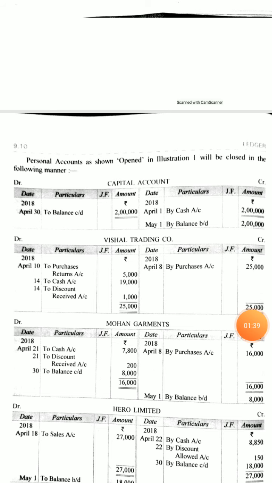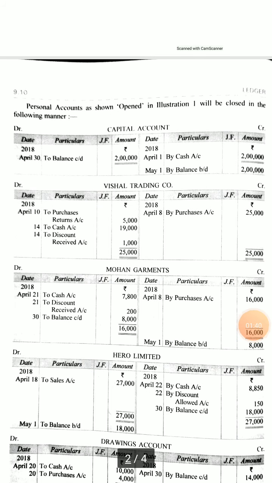Now see, in the case of Vishal Trading Company there were several entries. The first time we purchased from them was on April 8th. So by purchases account 25,000 will be credited to Vishal Trading Company, and returns are debited to him, and again cash paid was 19,000 and discount received was 1,000. So his balance is totally closed and balanced. There is no balance remaining, so we will not write any balance here.